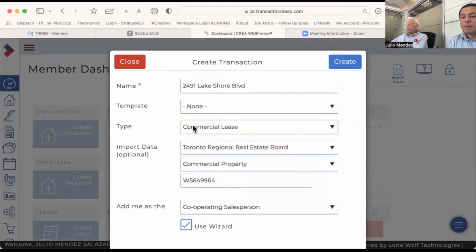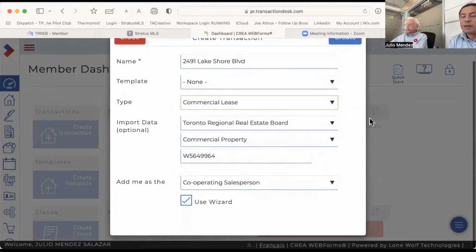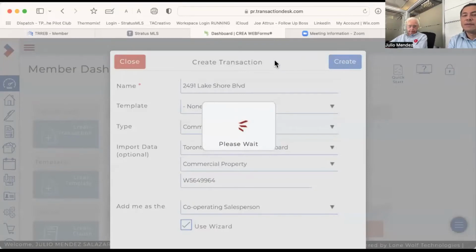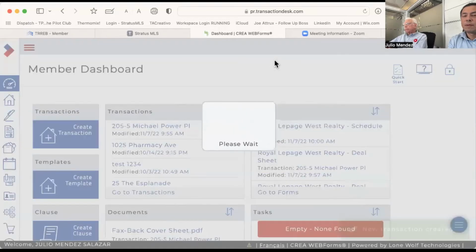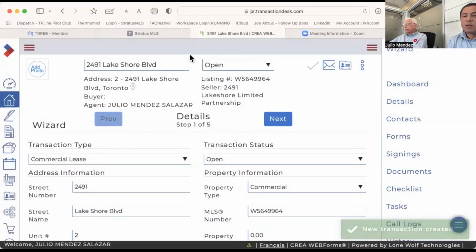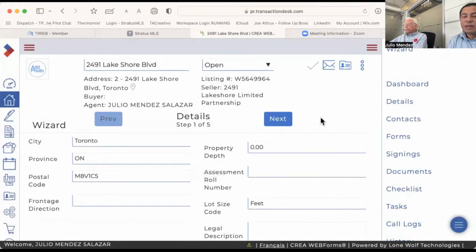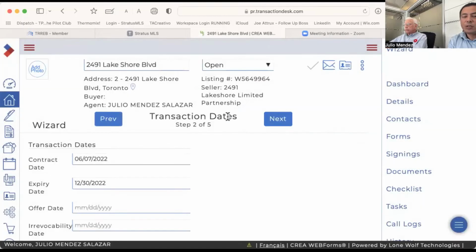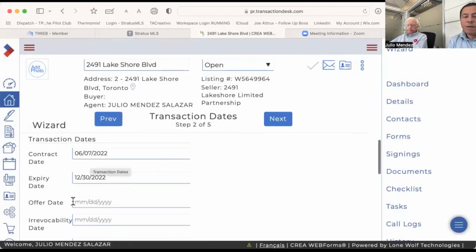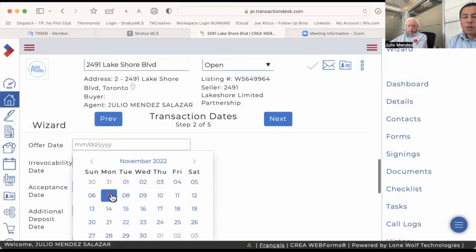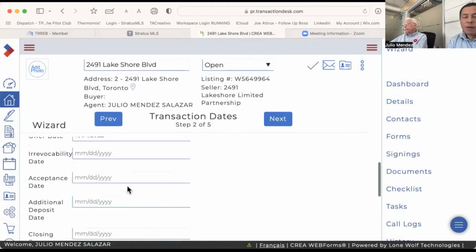So I'm just typing in here what type of property we're doing, and then create it. Okay. So it is loading here. So we go through our first page of the details. Okay, I'm going to say yes, go to the next page. Let's say that we're going to offer today. So that would be November 7th.